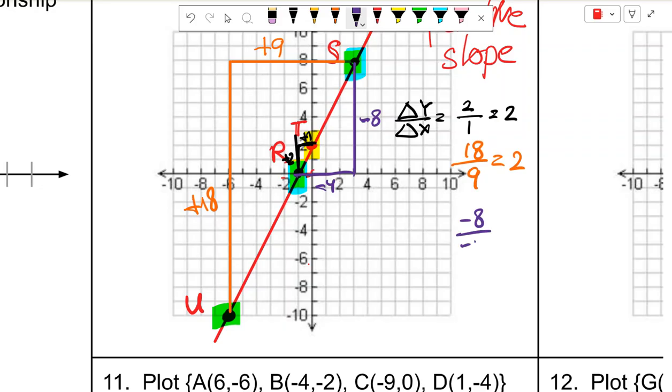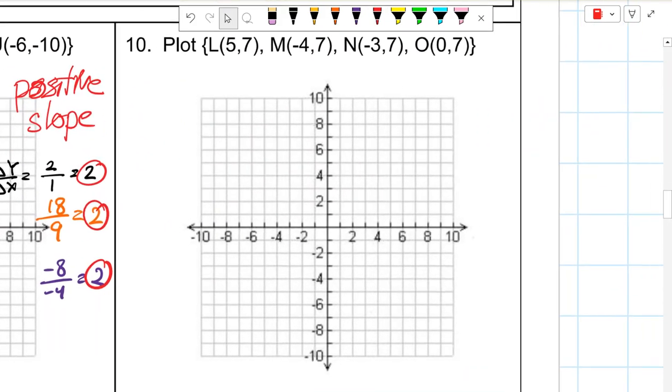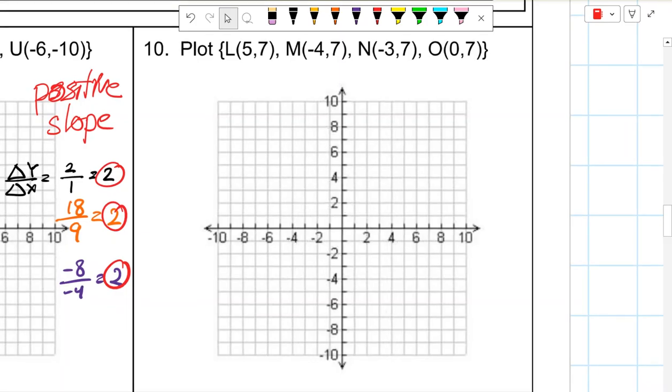change in x, which is negative 4. And you can see that a negative divided by a negative is also a positive. And so the slope, no matter where you do it along the line, is always 2, which is also the constant rate of change. All right. Now, I would like you to pause the video and do number 10. Pause now.